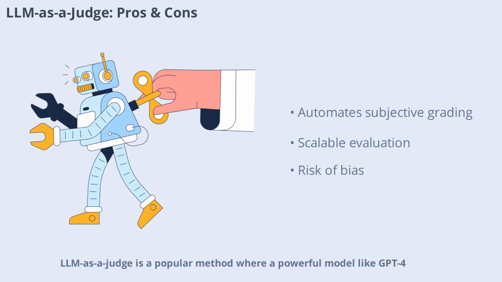LLM-as-a-judge is a popular method where a powerful model like GPT-4 grades the outputs of another model using explicit rubrics. This approach is highly scalable and automates subjective evaluations such as tone and helpfulness. It also correlates well with human judgment. However, it's not without drawbacks.